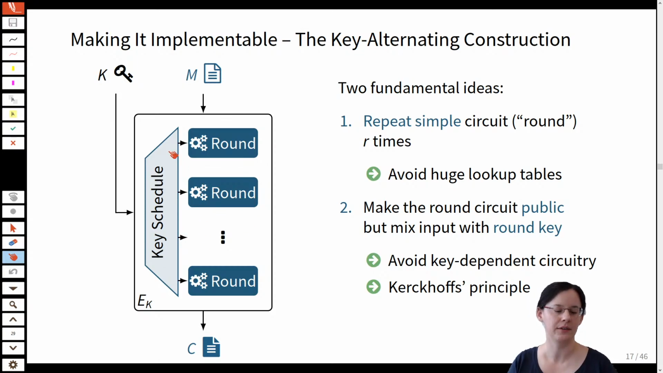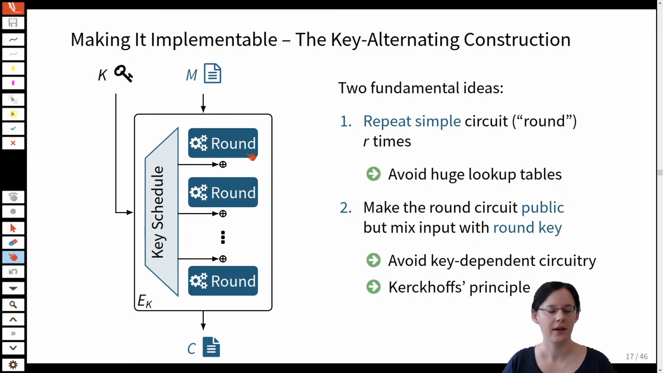Now we still have to think that we still haven't solved the problem of how the key should influence each round. And now there is one construction here which almost all block ciphers share, and that is the following. This is what makes it the so-called key alternating construction. It says that we alternate between unkeyed rounds and key additions.